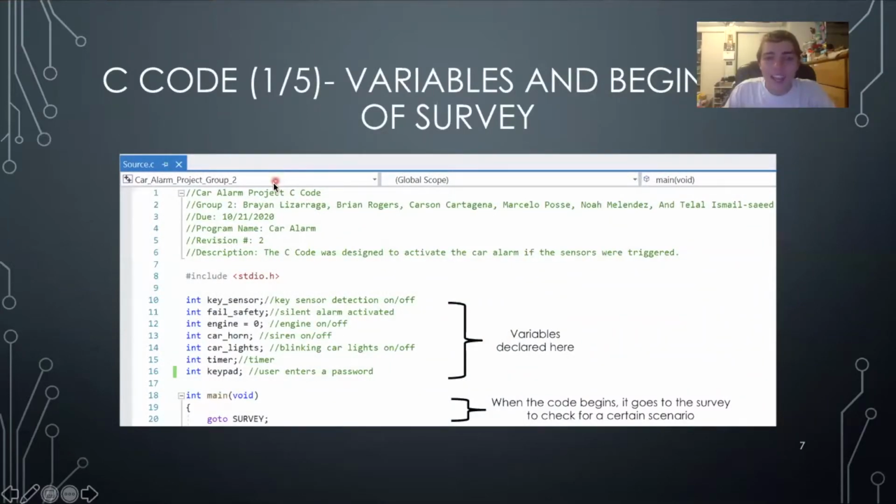Thanks, Carson. Basically for our car alarm project, the C code, we start off declaring the variables here. For our variables, we had the key sensor, the fail safety, the engine, the car horn, the car lights, the timer, and the keypad. And the keypad's if you enter the correct passcode. When we start our code, it goes to the survey to check for a certain scenario.